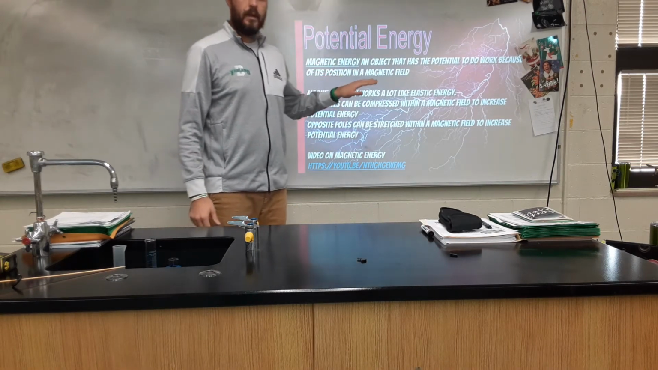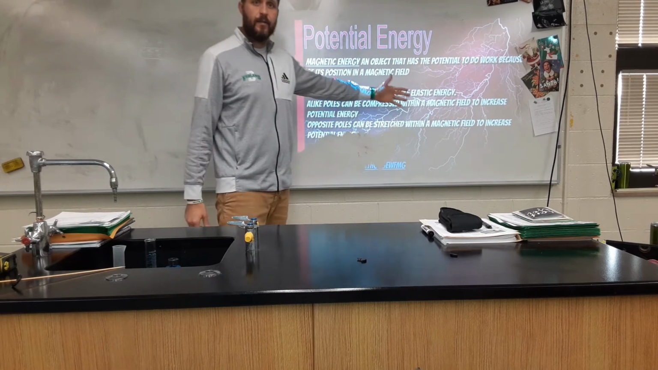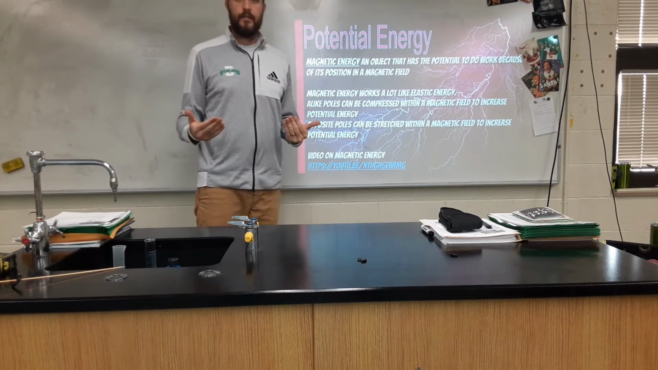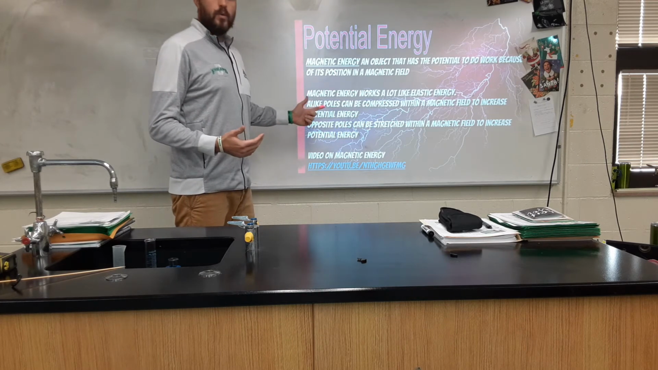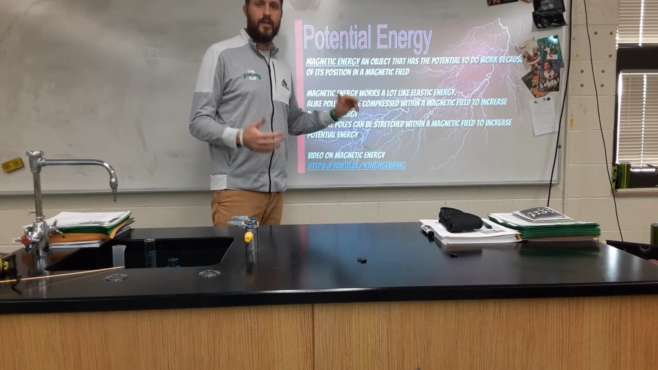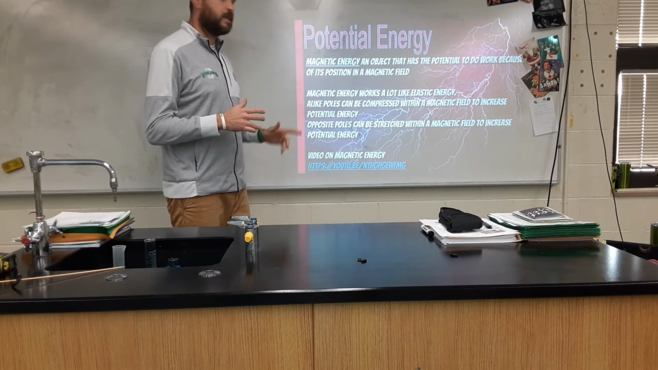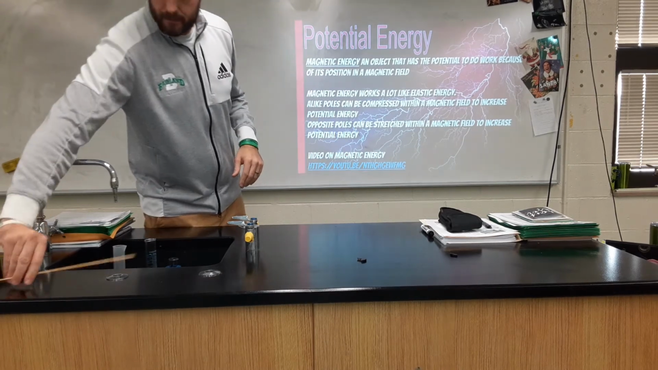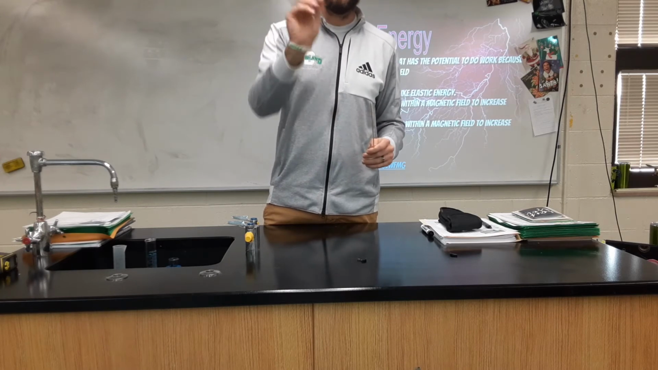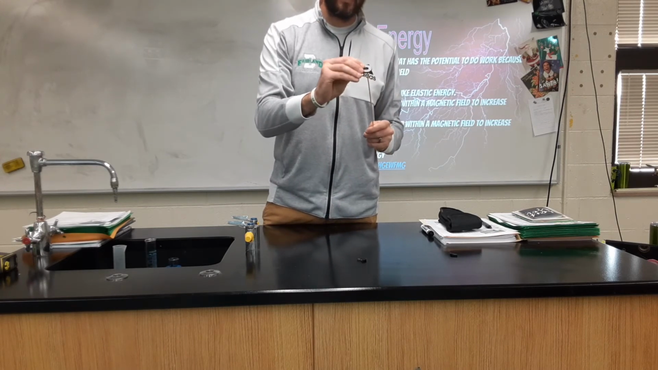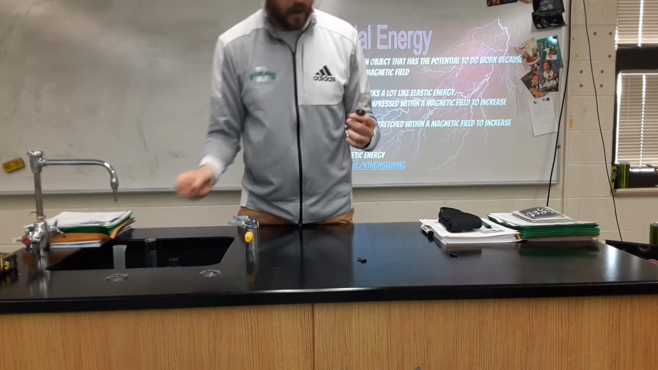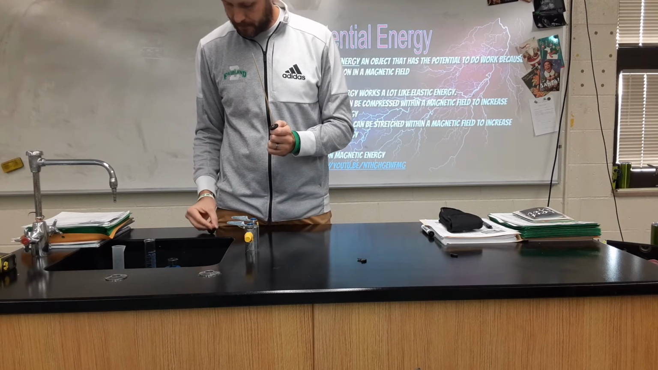So magnetic energy is energy an object has because it's in a magnetic field. It's positioned in the magnetic field. Magnetics work a lot like elastic energy. Like poles: if you have a north-north or a south-south alignment, to increase potential energy, you compress them. So I have here one of my magnets, and it's like a donut. So I'm gonna put it on this wooden skewer here. Okay, and I'm going to do alike poles.